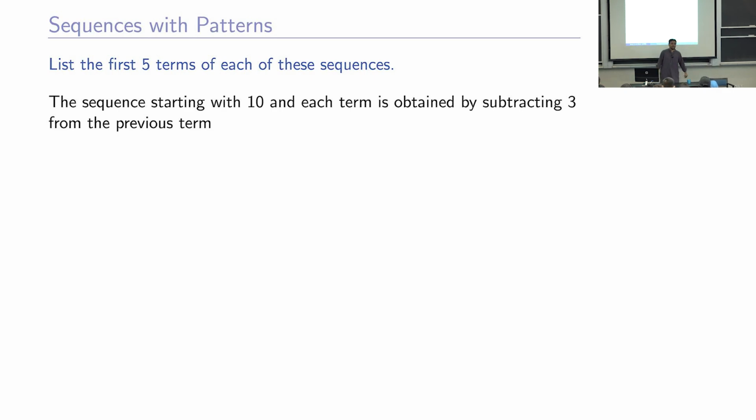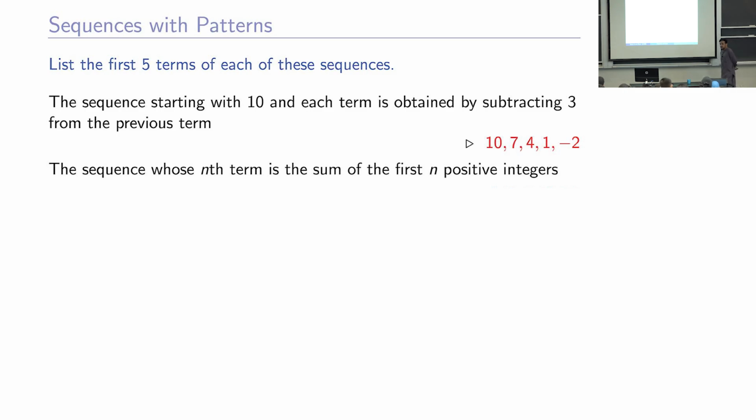Let's do the other side exercise. This makes sequences from the description, from the general term. The sequences are described in English, and now we have to find them. So the sequence starts with 10 and each term is obtained by subtracting 3 from the previous term. What is the first term here? 10. Why is the first term 10? Because it says the first term is 10, right? What is the second term? 7. And then 4, and then 1, and so on, right?